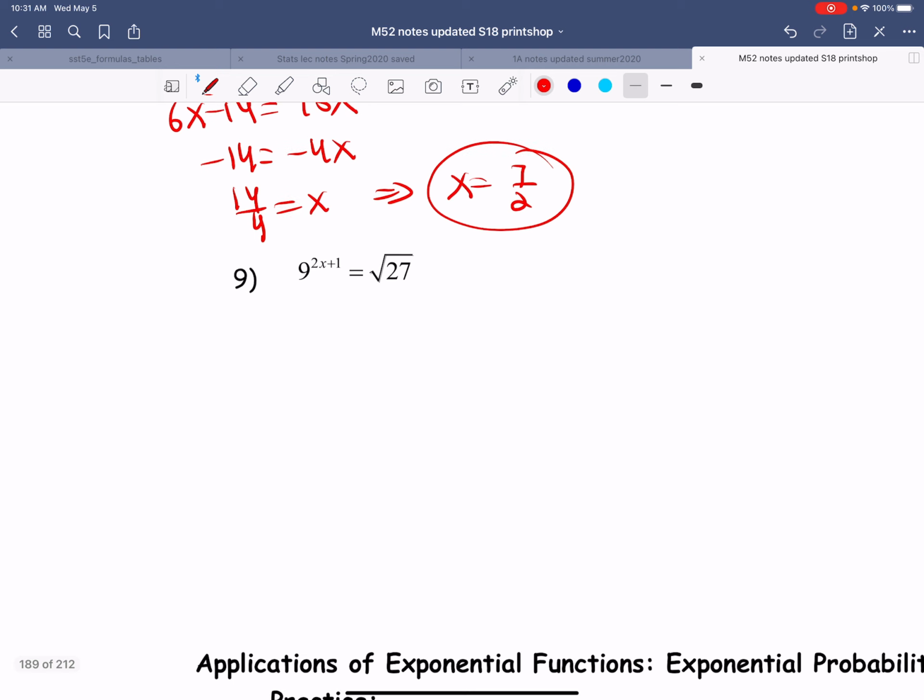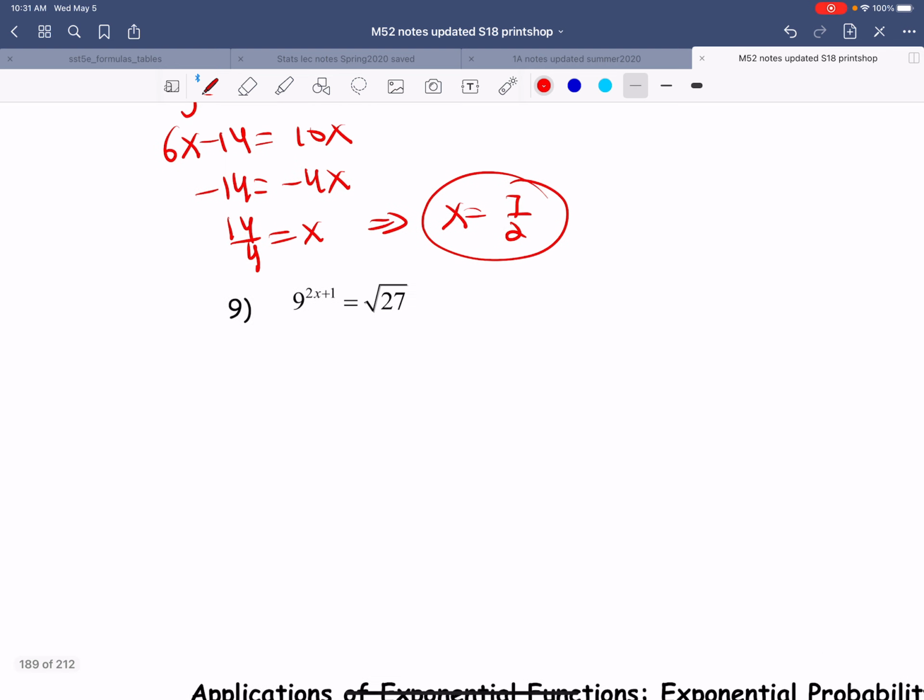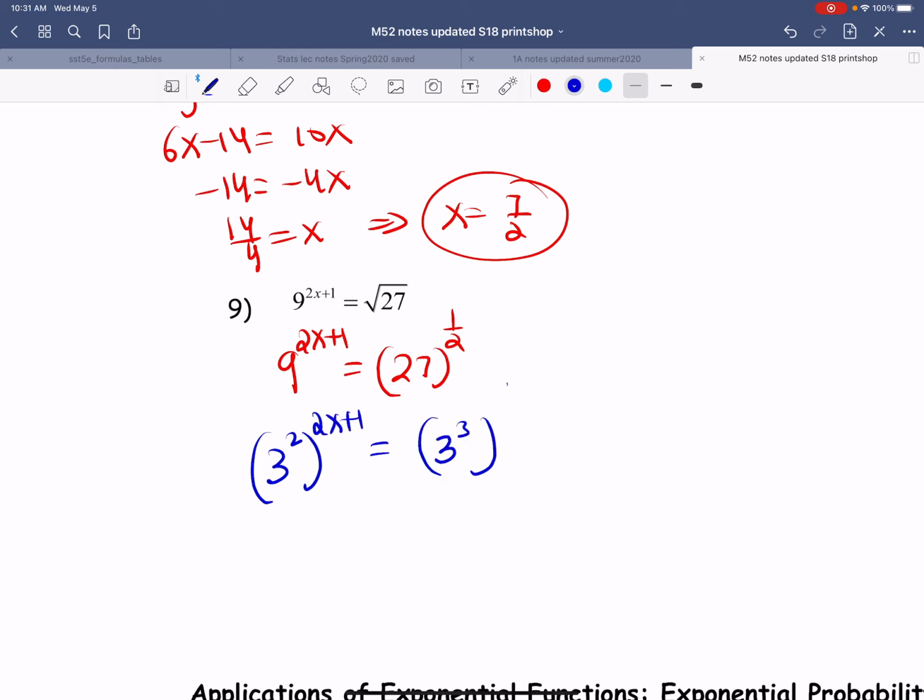Let's look at number 9. Again, my goal is to write both sides with the same base. Looks like I can write both sides with base 3 here. Let's go ahead and give it a try. First of all, 9 to the power 2x plus 1 equals 27 to the power 1/2. Now I'm going to write both sides with the same base. The base would be 3 here. 9 can be written as 3 squared, and 27 can be written as 3 to the third power, to the 1/2. So these two exponents are going to multiply with each other. 3 raised to the power 4x plus 2 equals 3 raised to the power 3/2.